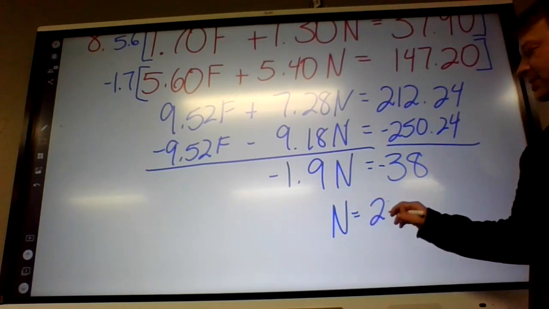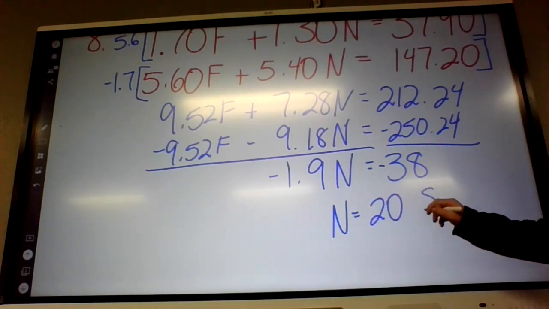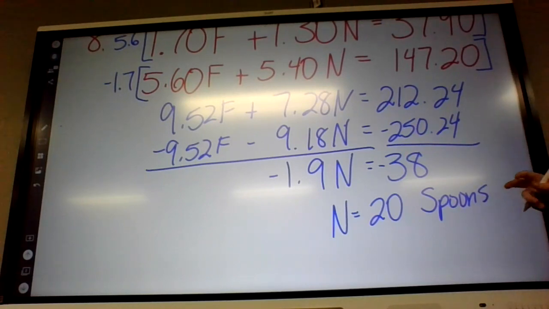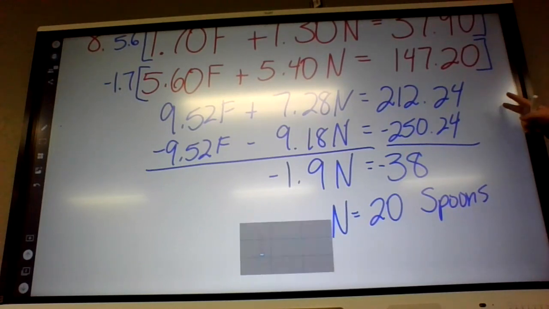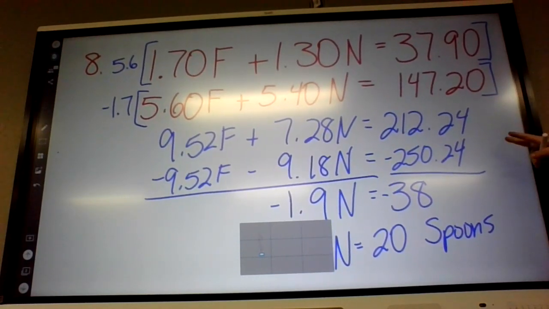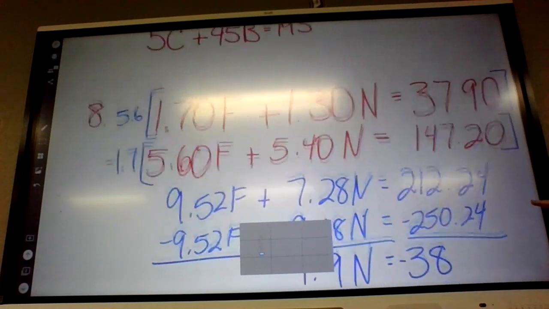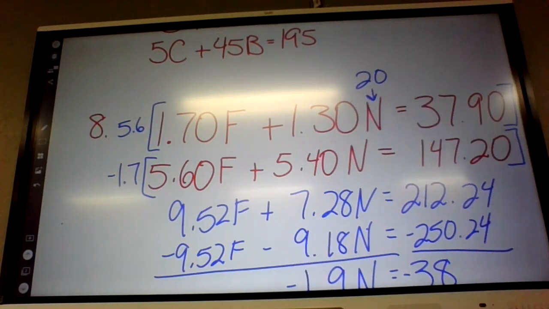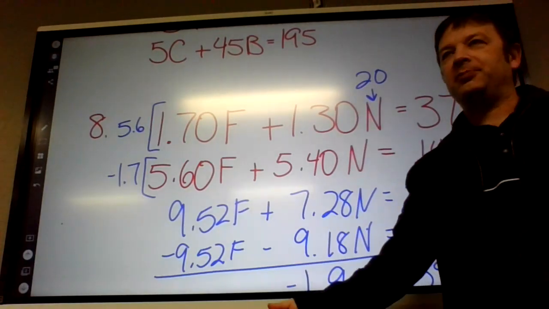Okay, so remember, N stood for spoon. So they made 20 spoons. How do we figure out the forks? It's still kind of a mess. We'd have to plug in 20 for N somewhere and solve for F.